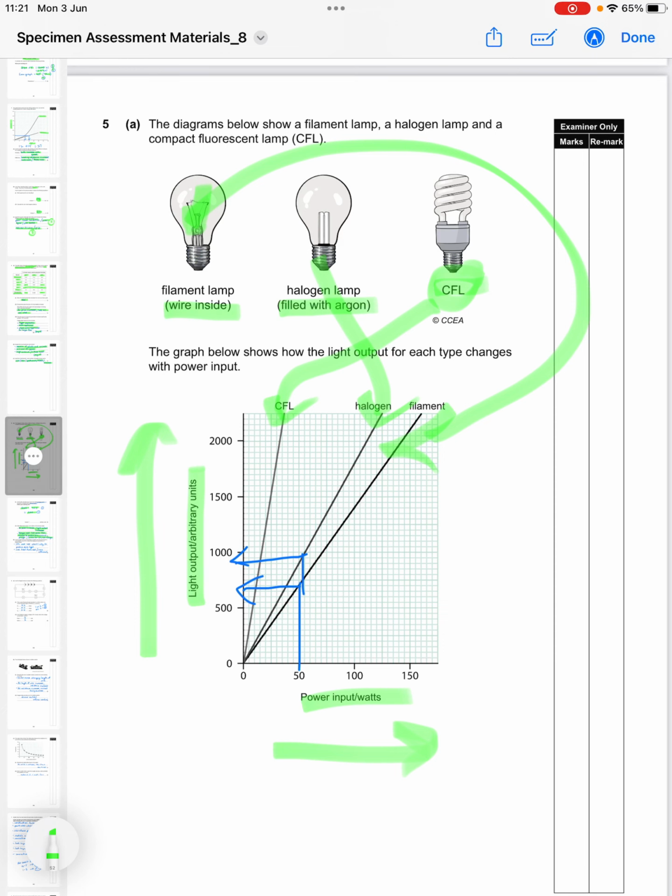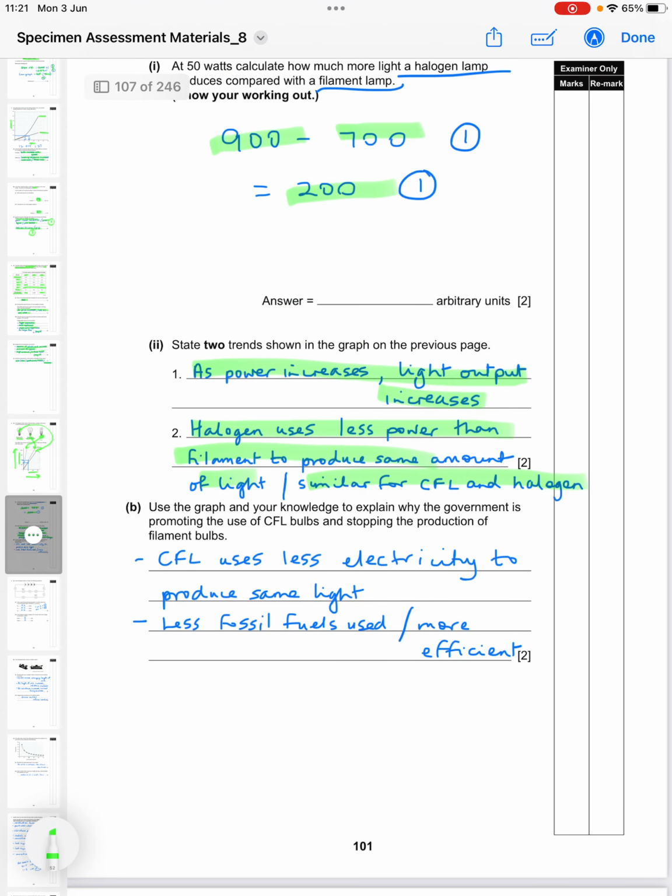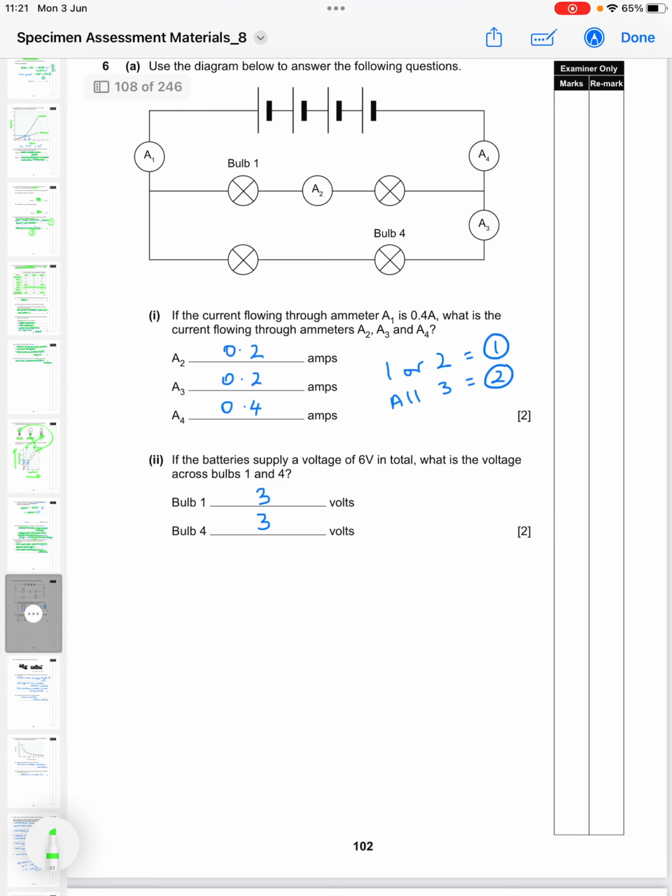Okay. Then use the graph and your knowledge to explain why the government is promoting the use of CFL bulbs and stopping the production of filament lamps. So CFL uses less electricity to produce the same light, and less fossil fuels are used, or it's more efficient. So 1 mark for each of those: 1 for using the graph and explaining, and then 1 for the suggestion of why.